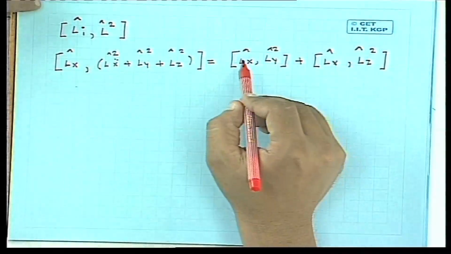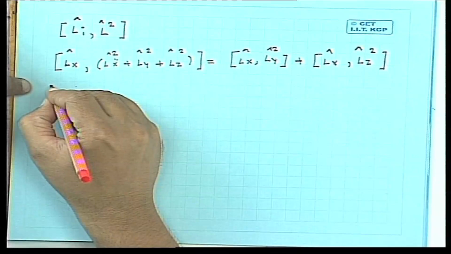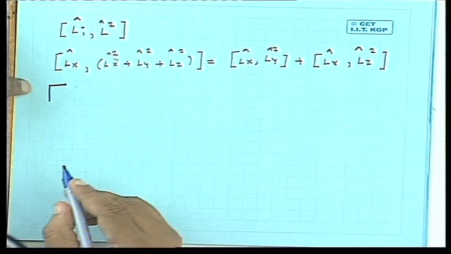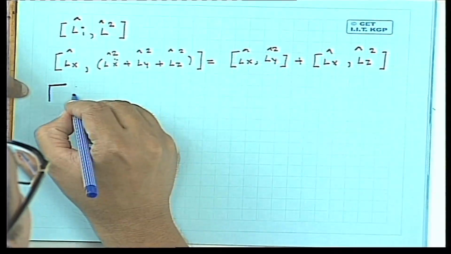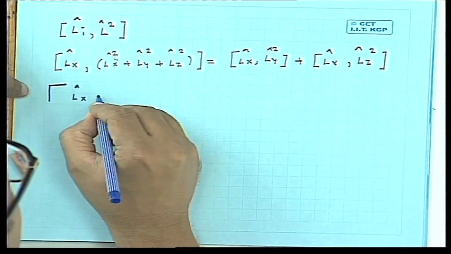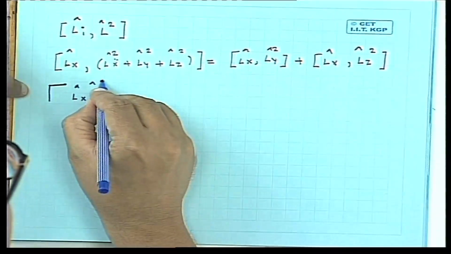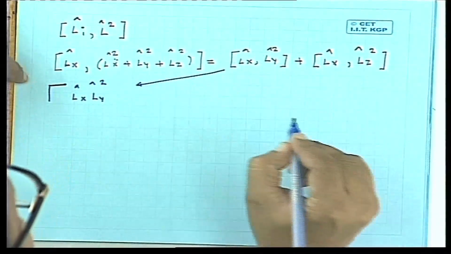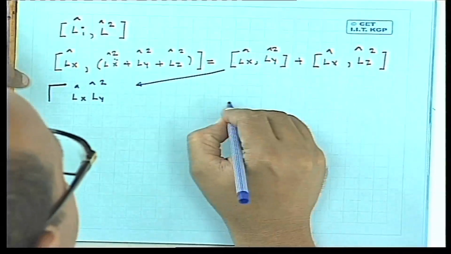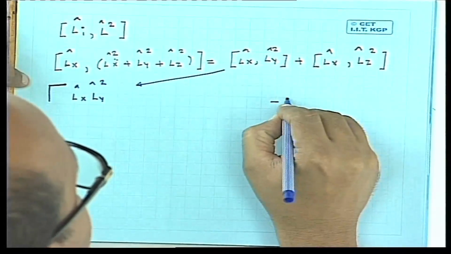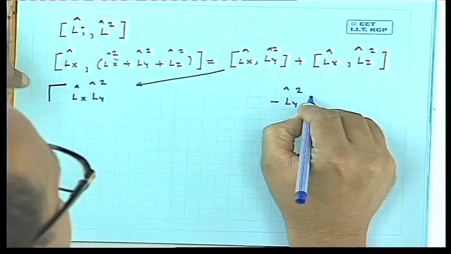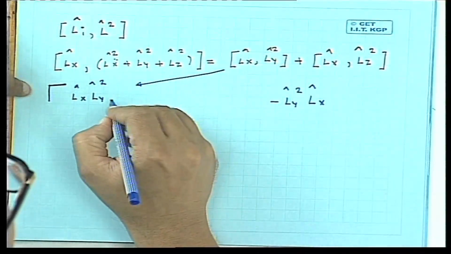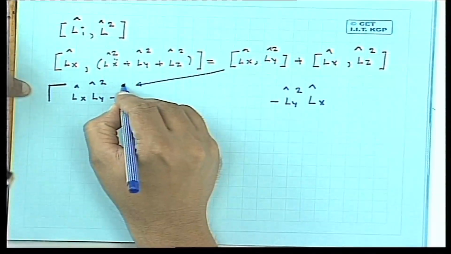Let us evaluate these two commutators one by one. So, let me evaluate the first one. The first commutator gives me Lx Ly squared, this is the first term, and I have a minus Ly squared Lx. So, this is the first commutator. I am going to put in two more terms which will help me evaluate this commutator.